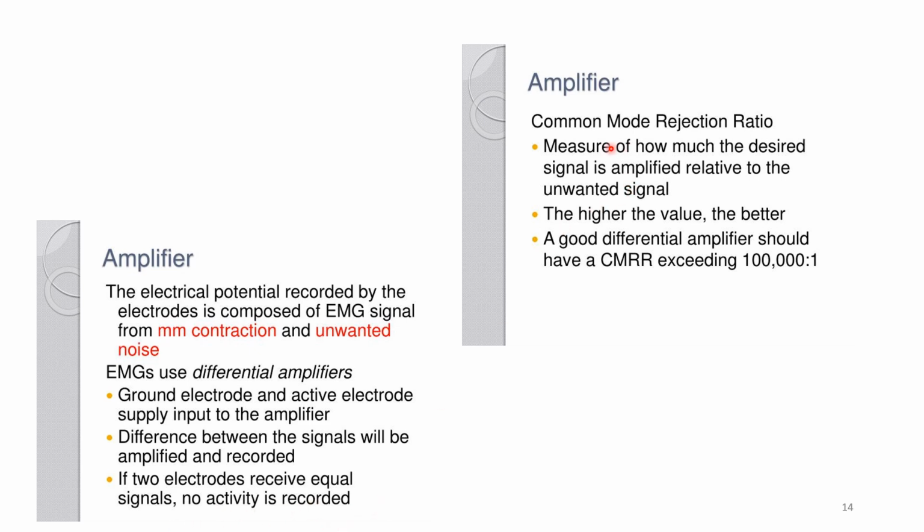Now we see the common mode rejection ratio. It measures how much the desired signal is amplified relative to the unwanted signal. So we should amplify the desired signal only, not the unwanted signal. If the ratio is higher, what is the advantage? The recording will be better. A good differential amplifier should have a CMRR, that is, common mode rejection ratio, exceeding 1 lakh to 1. So there will be better amplification of the desired signal.